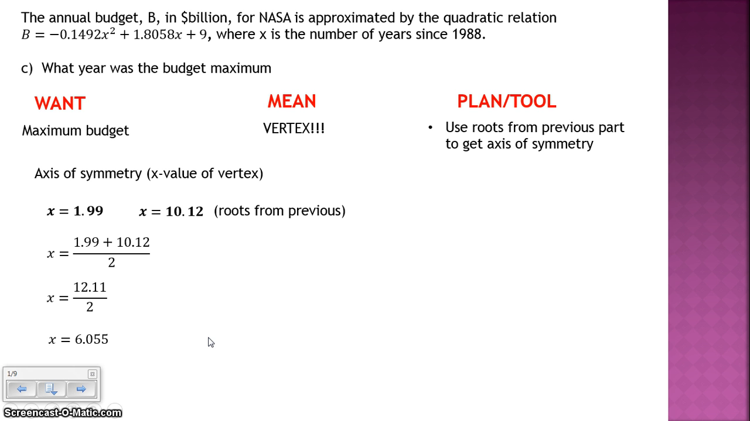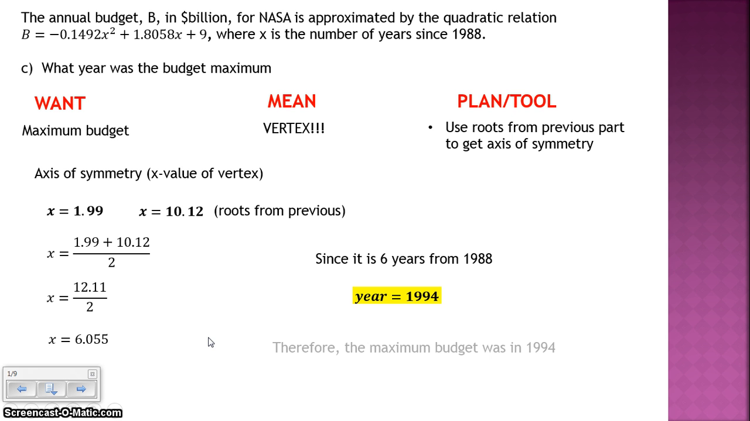But again, is this our final answer? Anybody? Anybody? No? Okay, I'll answer this one. It's okay, I got it. No, we're not quite done yet, because x is the number of years since 1988. So in order to find the actual year, we have to add 6 to 1988, and it puts us in the year 1994. So you can say, therefore, the maximum budget occurred in 1994.